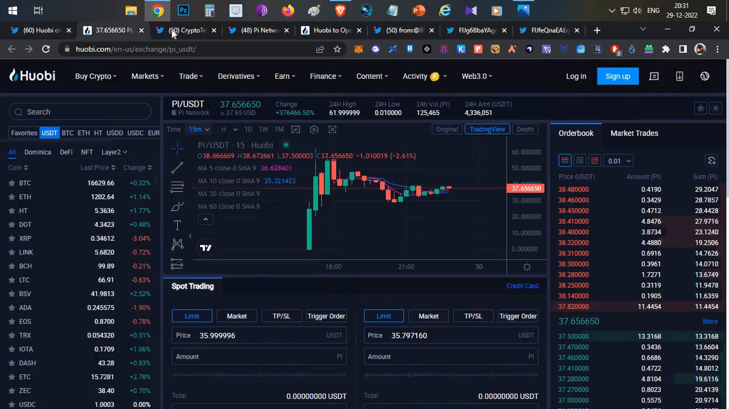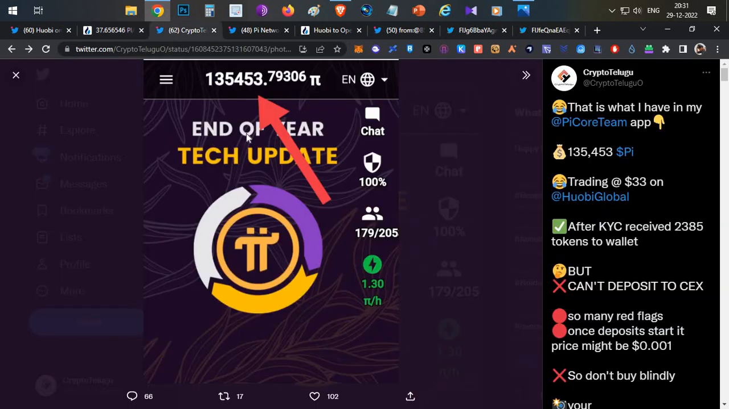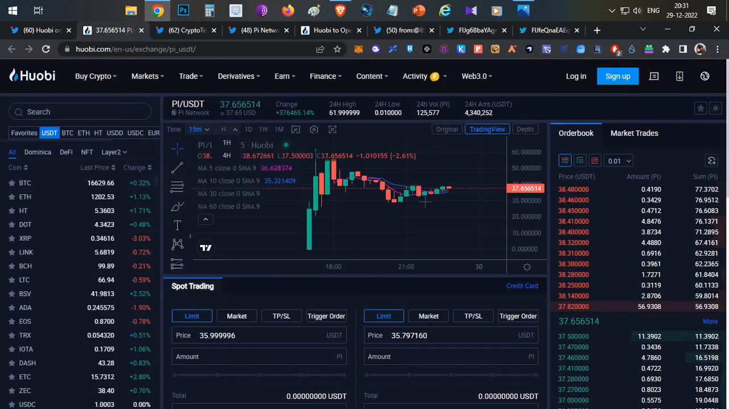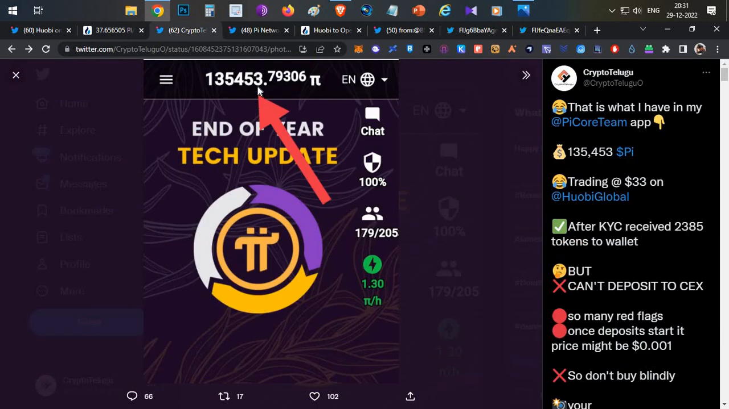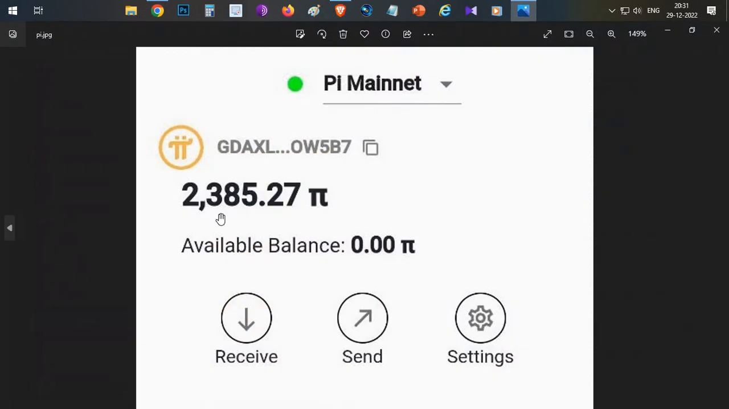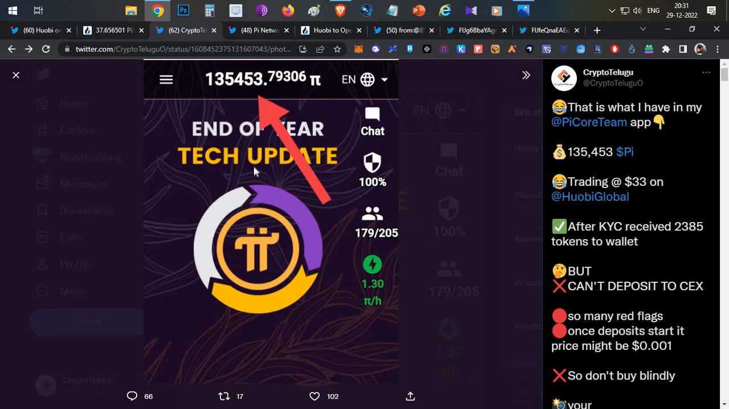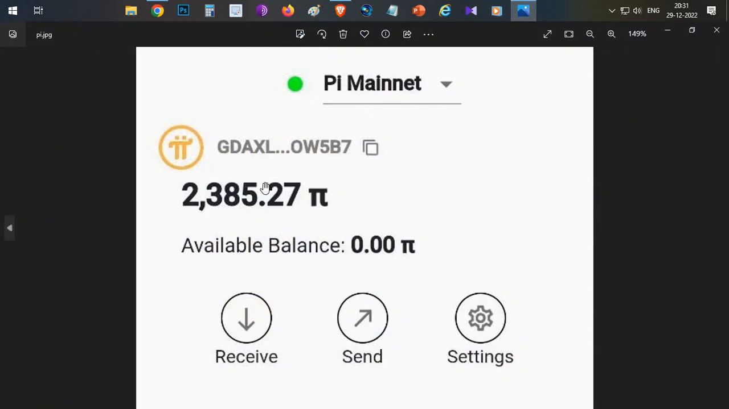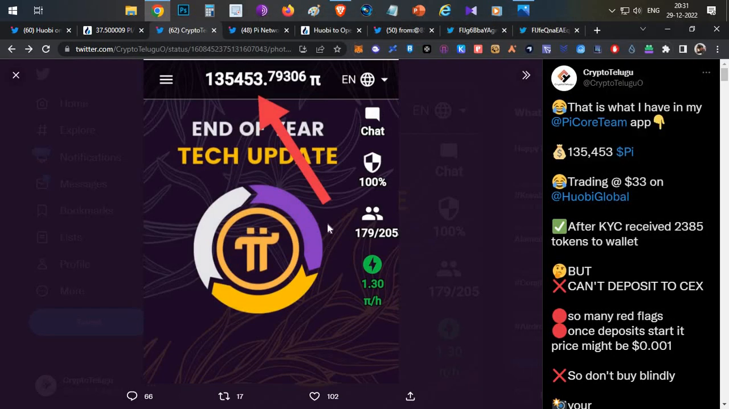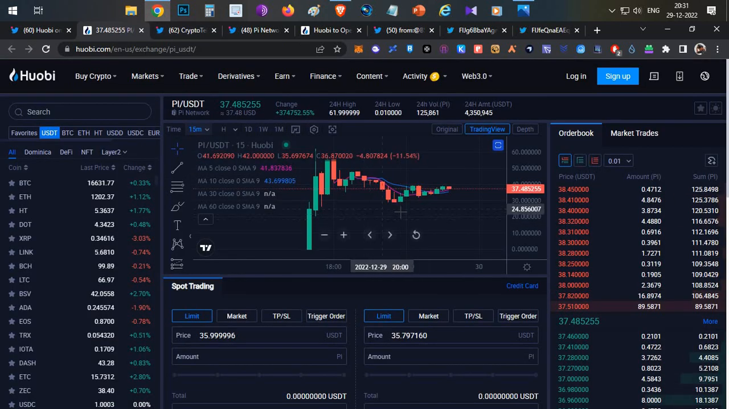Another reason why you should not buy this token is, if you see my wallet, this is what my wallet says. I have almost 135,000 Pi tokens in my wallet. So multiply that with $37, that will be a huge amount. It will be around $4 million, but that is not the actual value. If I redeem these tokens, I get around 2300 tokens in my wallet. That is also huge. Not only me, there are many users who have 1000 tokens or 2000 tokens, which are redeemed tokens which can be sold during the mainnet launch. So you should keep that in mind. You should not buy these tokens blindly. Once the token deposit starts on Huobi exchange, it will be dumped like anything.